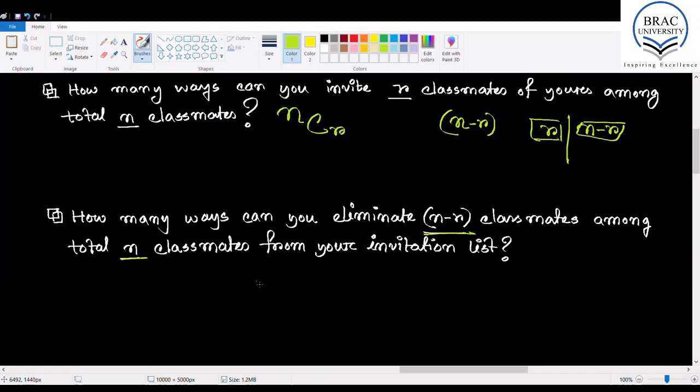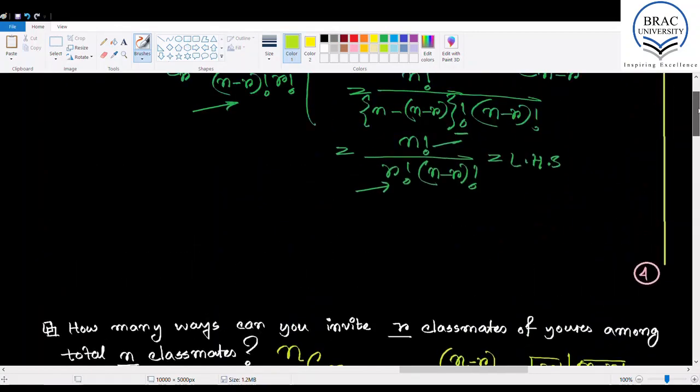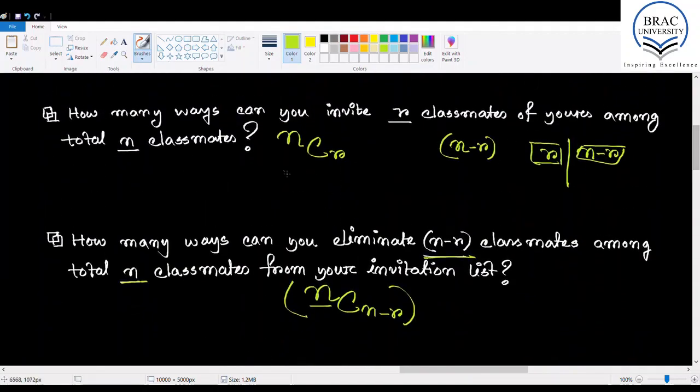So if you are asked that you have to eliminate n minus r students, what will you do? You'll say that I'll just choose n minus r out of total n elements and then eliminate them. So how many ways can it be done? nC(n minus r) ways. Okay, so as we saw there, nCr equals nC(n minus r). We got here nCr, here we got nC(n minus r).